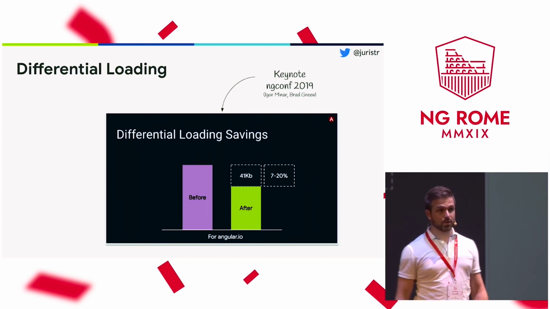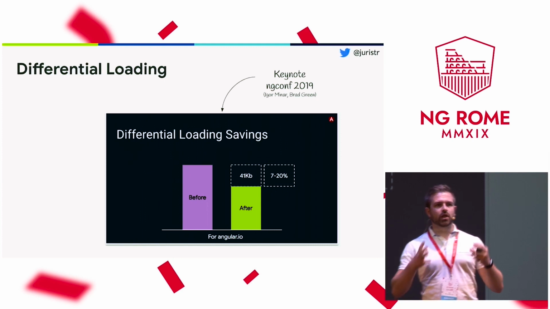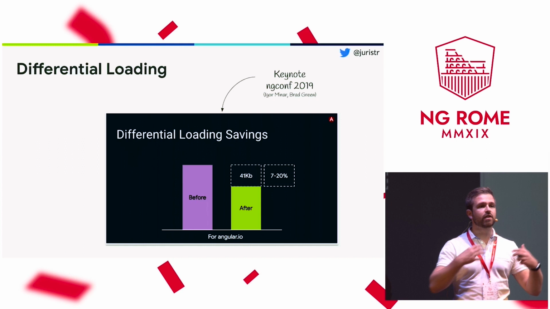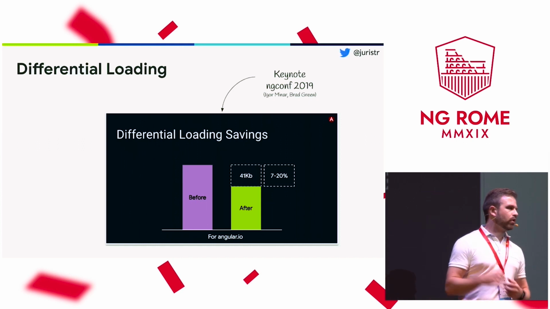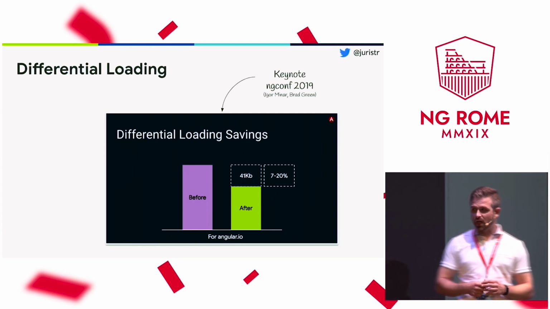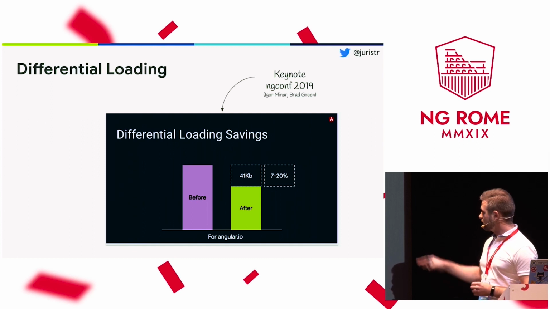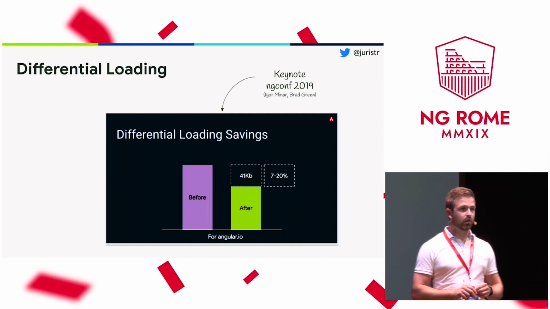Another important thing is differential loading. You've also heard about that already. There's basically the possibility to create different bundles. Nowadays, with version 8 of the Angular CLI, we create different bundles, one for the older browsers, which obviously is a bit larger, and one for the new modern browsers. As you can see on that slide from Igor Minar, from NGConf, on Angular.io, for instance, they were able to shave off more or less 20% on the Angular.io website.